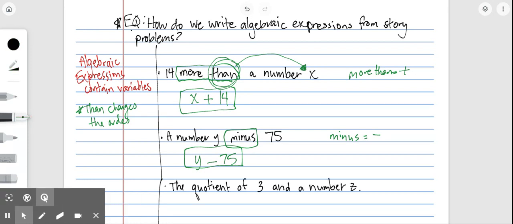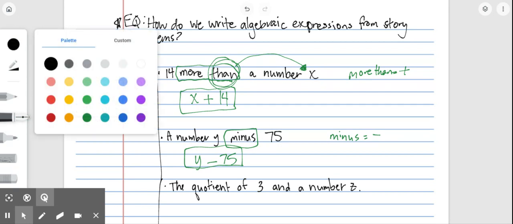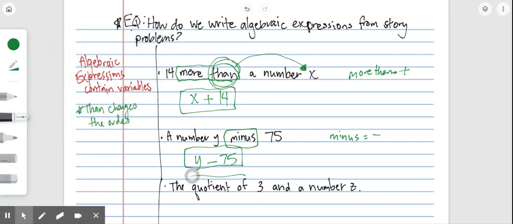Okay, this example says the quotient of 3 and a number z. So I've got a word in there that tells me the operation, and that word is quotient of. So I've got to look in the table from yesterday. So flip back to your notes from yesterday and look in the table. Quotient means what operation? It means division. Okay. So again, it doesn't have the word than or the word from, so we keep it in the exact same order it appears. So 3 comes first, and it's divided by z, whatever z is. And that's my final expression, okay?